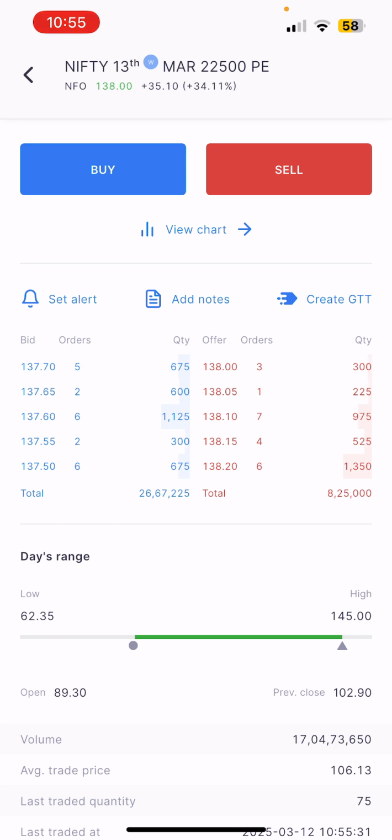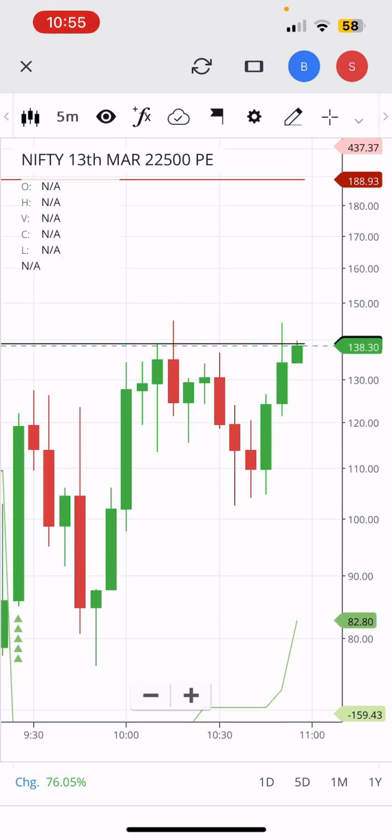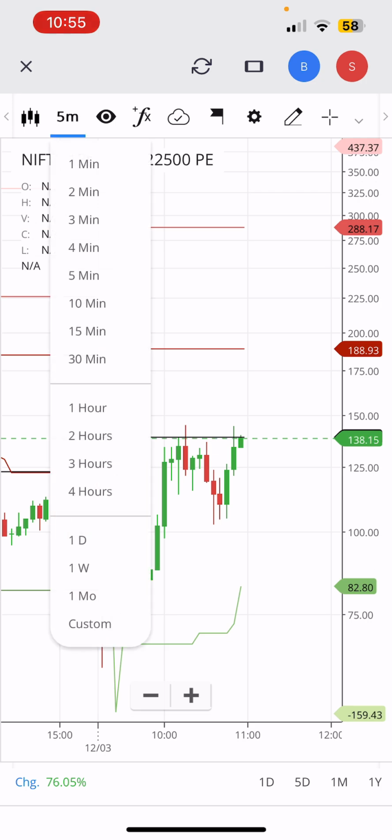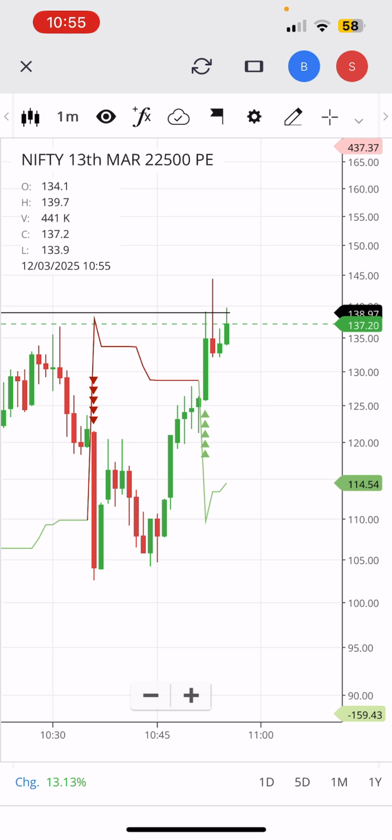So now it is at 138, 26 lakhs and 8 lakhs is there. So if it is crossing 145, we will take an entry. So this is how you need to work patiently. And if you're looking at a 1 minute time frame, 1 minute time frame is purely for scalping purpose.